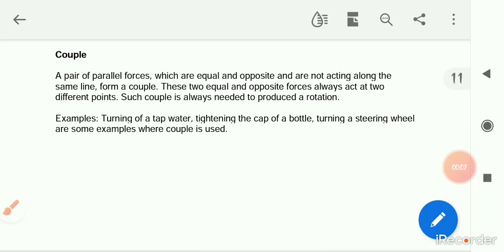Welcome back to the physics class of class 10th. Last class we had studied about the torque and moment of force. Now next we will start with the couple. What do you understand by the term couple?